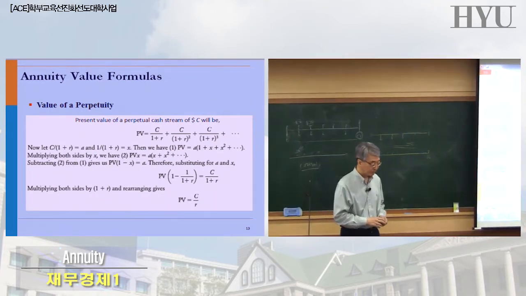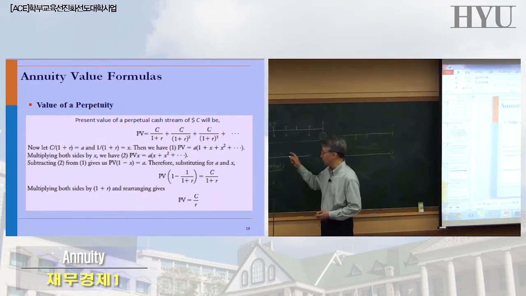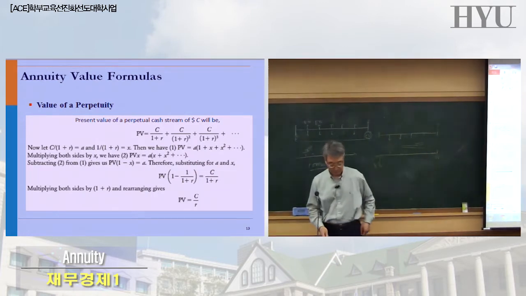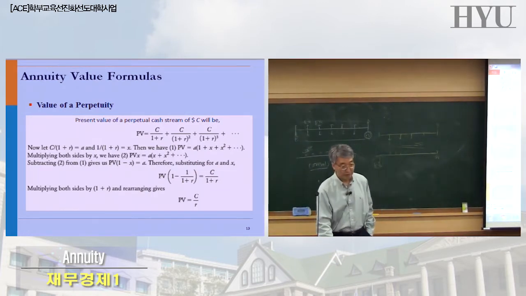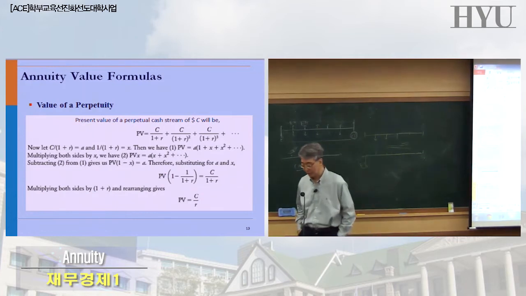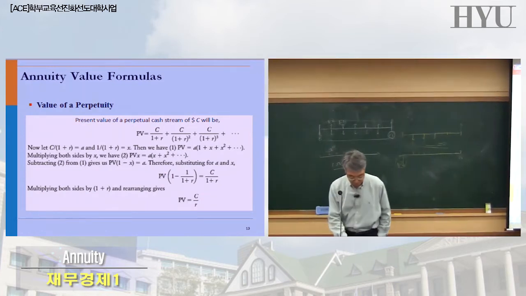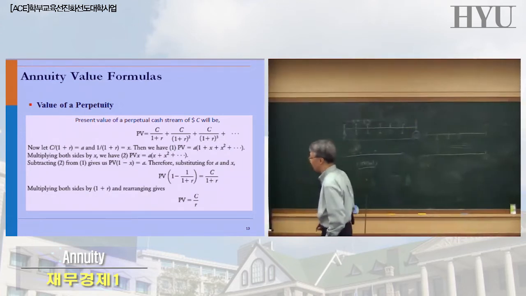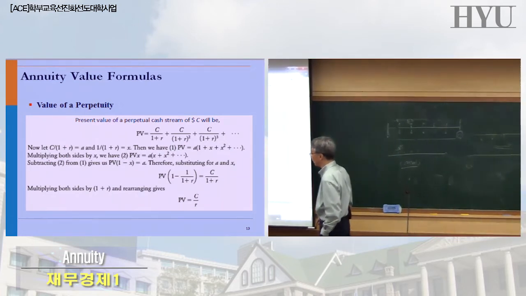So in order to issue a perpetuity, you have to have really good credit. Something like the U.S. government or the British government. Well, even those governments these days do not have very good credit. So that's a very atypical, very unusual situation.